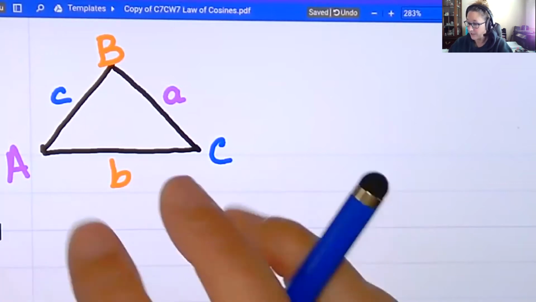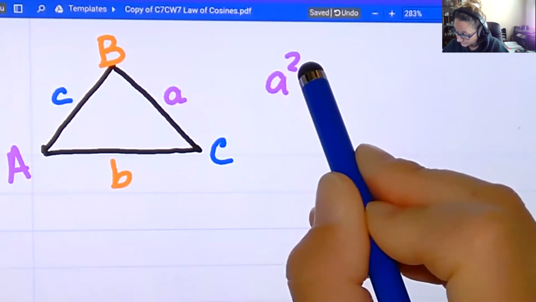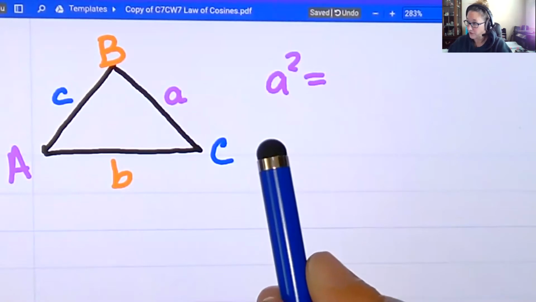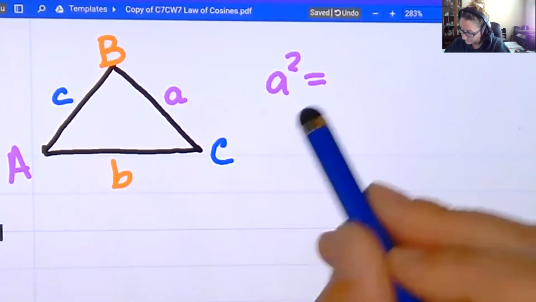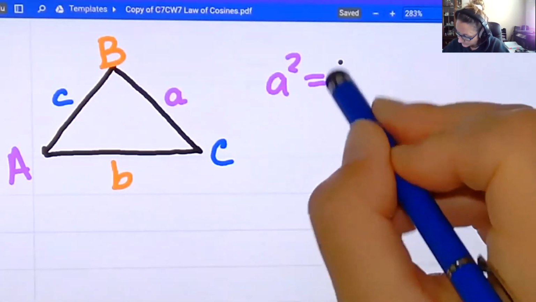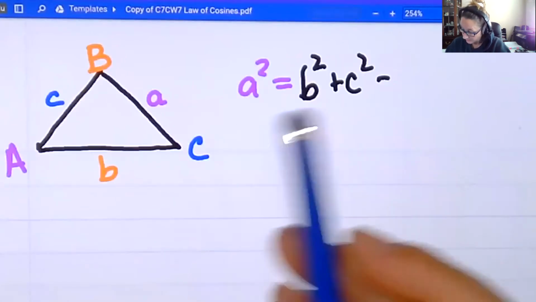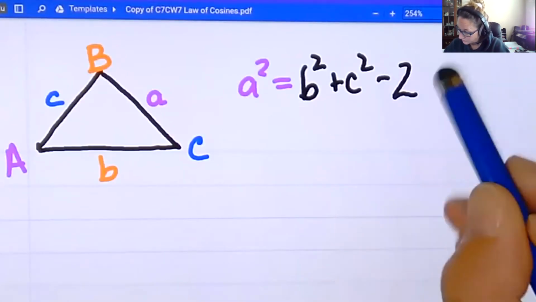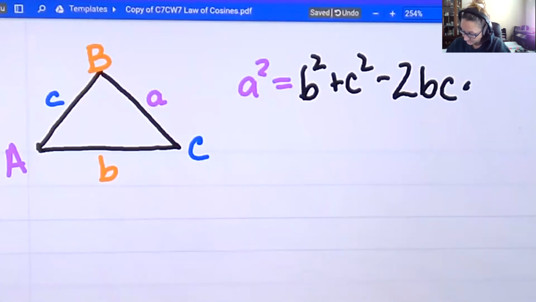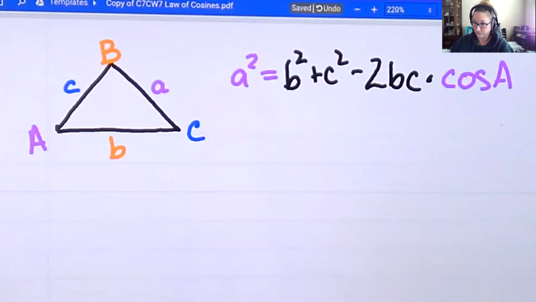If I know angle A and I am looking for little a, I would do the following. a squared is equal to, and now I am going to use the other two sides, b squared plus c squared minus 2 times b times c, these two sides again, times cosine of A. And what you want to make sure you do at the end is remember to square root. You need to remember to square root.